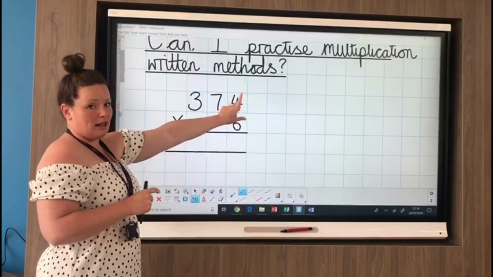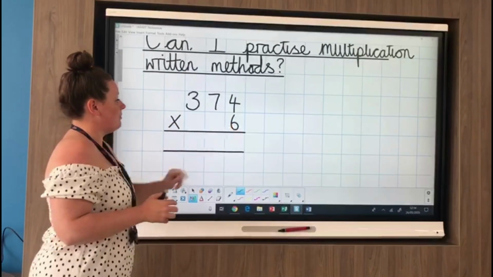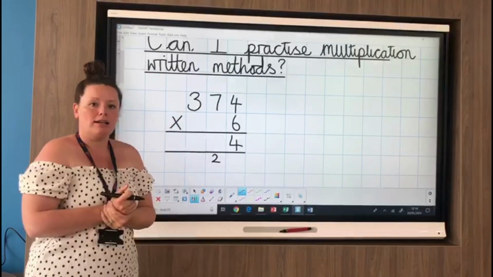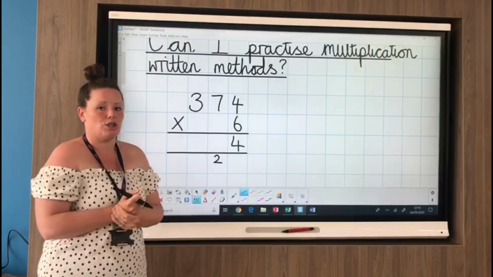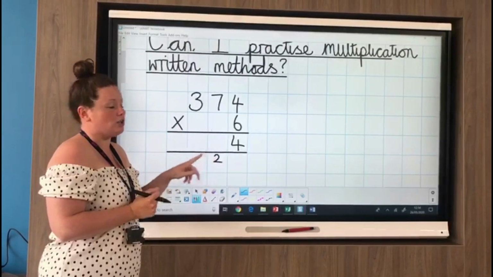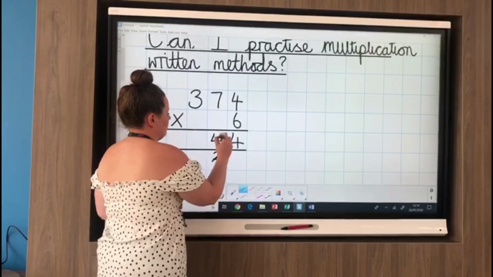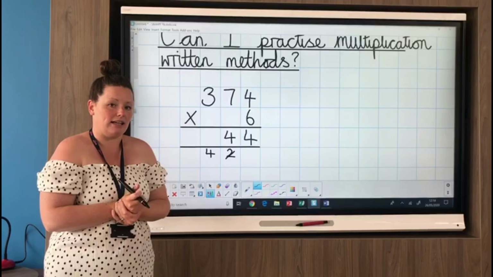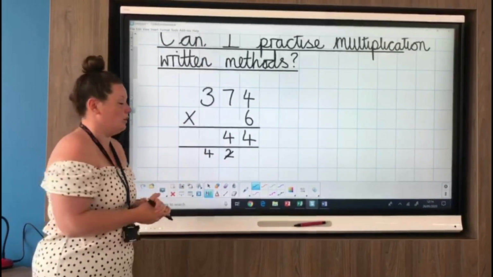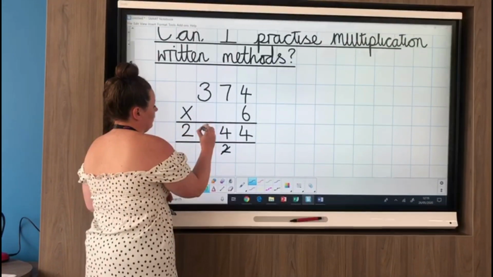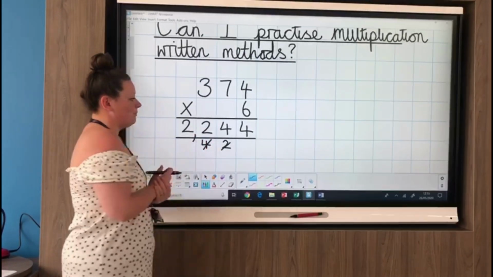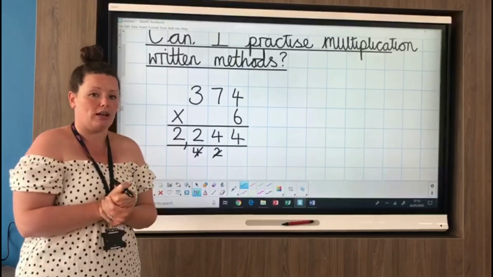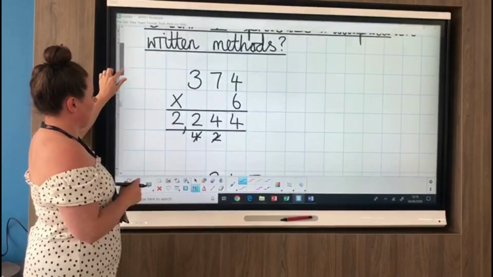So start with the ones, like we always do. 4 times 6 is 24. 7 times 6 is 42. Don't forget to add that 2 on, which would then give us 44. 3 times 6 then is 18. Don't forget to add the 4, which is going to give you 22. Okay, fairly straightforward. Just make sure you are taking your time to check those times tables are correct.